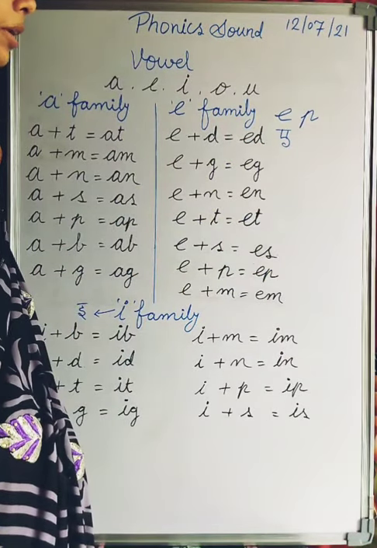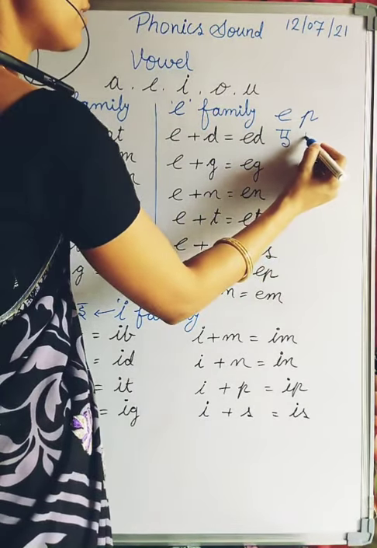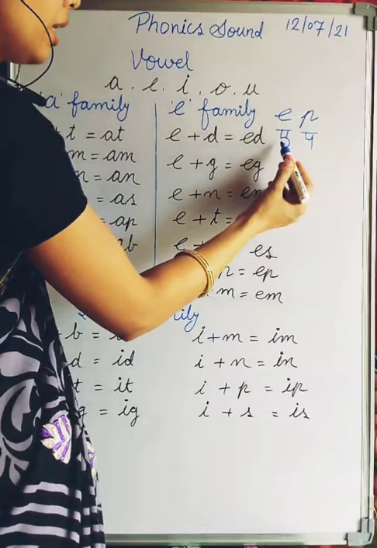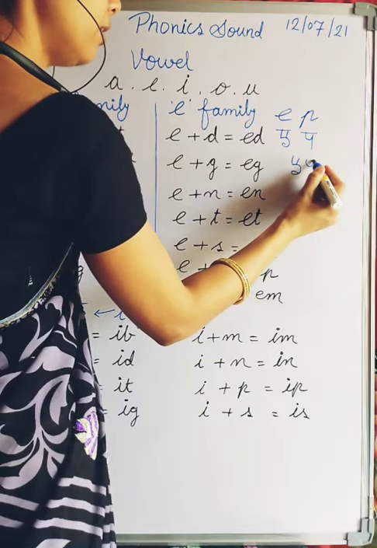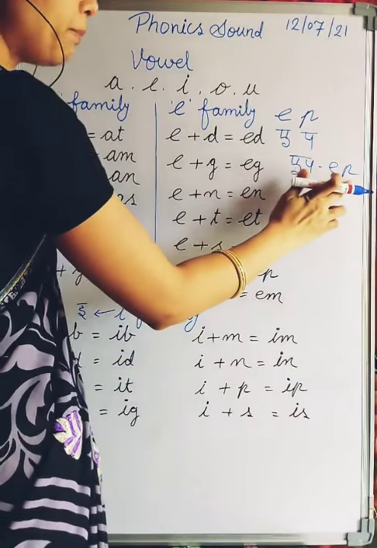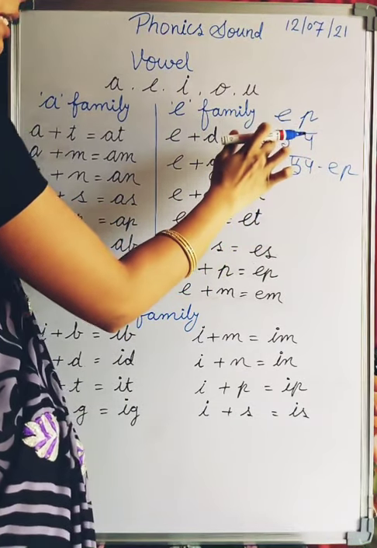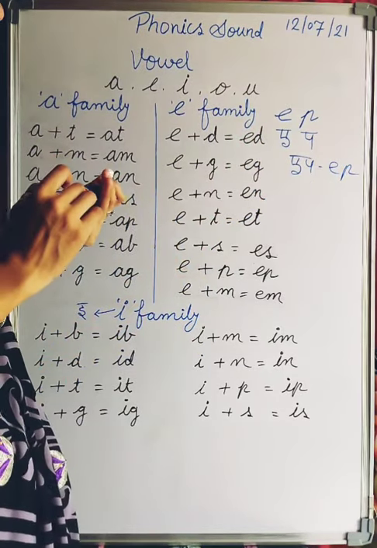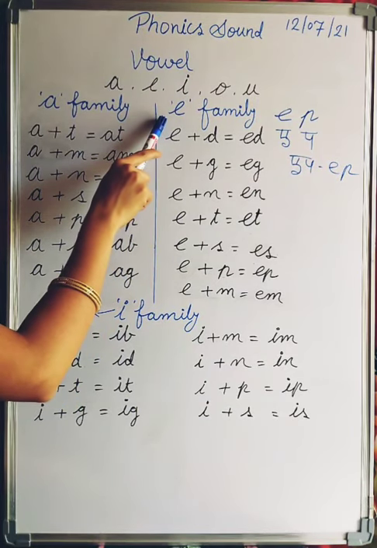vowel E. Is vowel E ke saath jab koi consonant hum lagate hain, this is letter P. And the sound of this letter P is P. E, P. A, P, means we get F. Because the sound of this letter E is A. This E makes the sound like A. Okay. So, let's learn two letter blending of this vowel E.